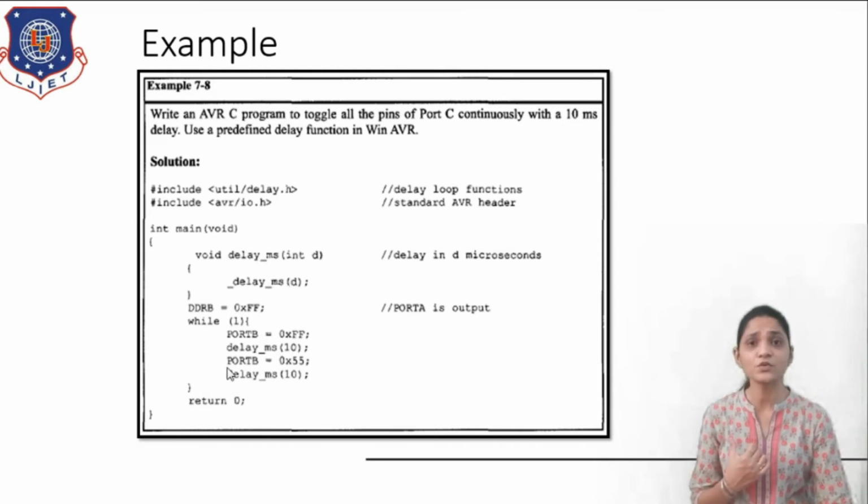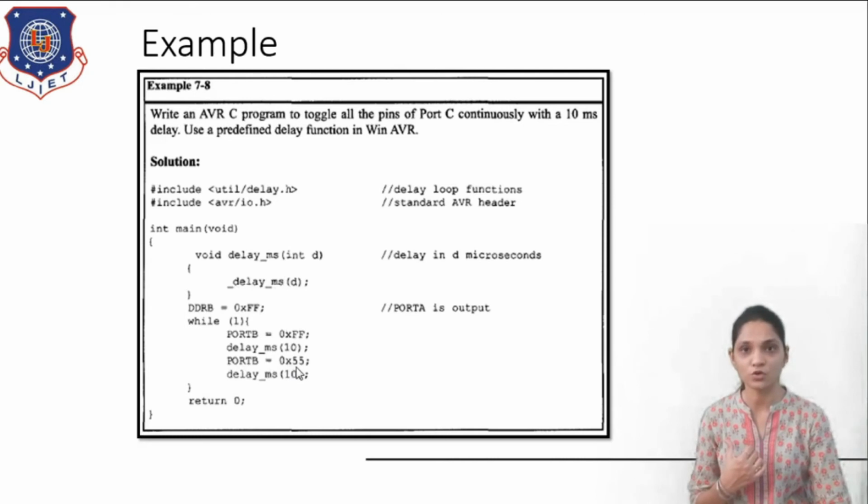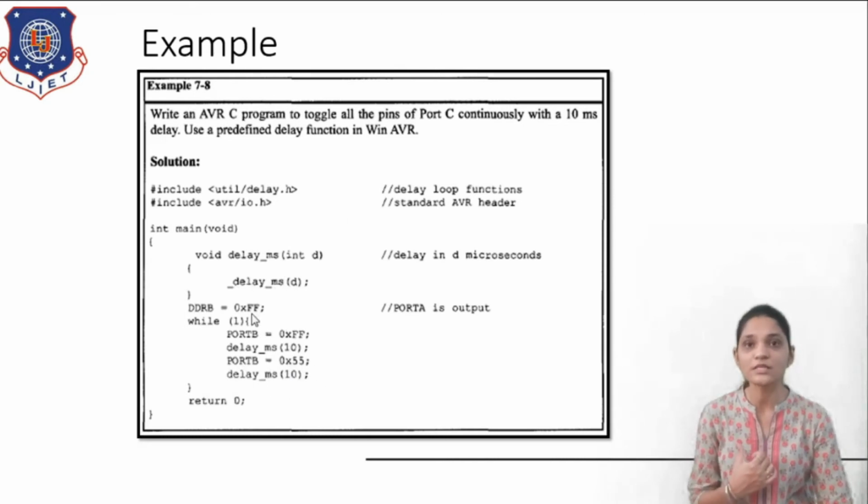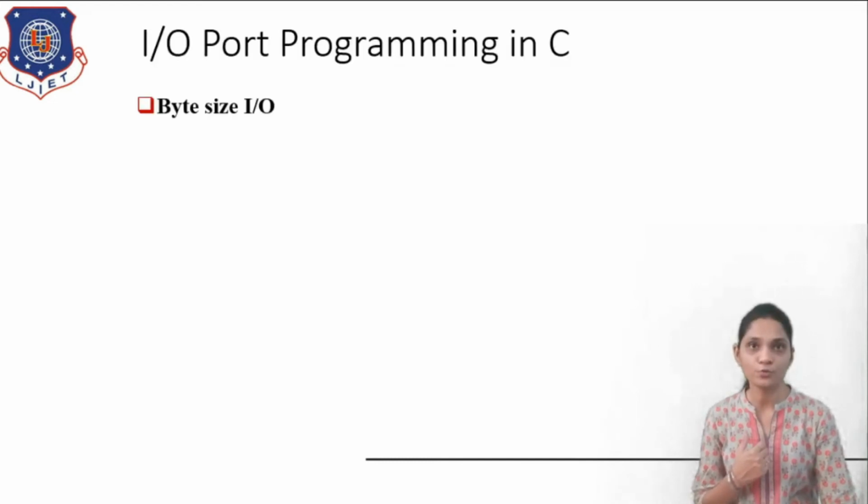Okay, then we are using PORTB equals 0x55, and then another time we will call for the delay. So this is another delay function that we are creating for calling the inbuilt function, that is inside the delay.h. Okay, so by this way we can create the delay using the inbuilt function, or you can say using the header. Next we will see the IO port programming.